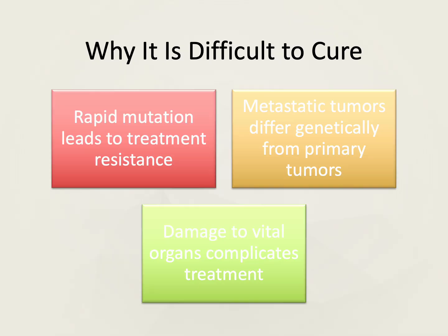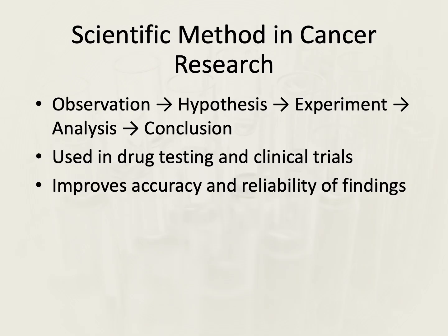Scientists begin by identifying a problem or noticing something unexplained. A testable hypothesis is formed, which predicts a possible explanation. Experiments are designed to test the hypothesis using controlled variables. Results are analyzed to determine whether they support or reject the hypothesis. This process reduces bias and improves reliability.